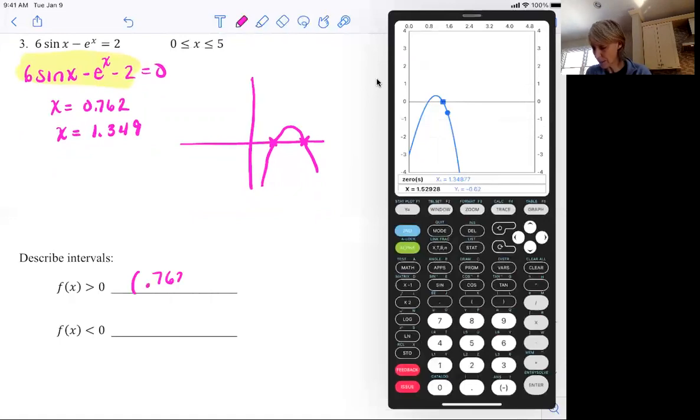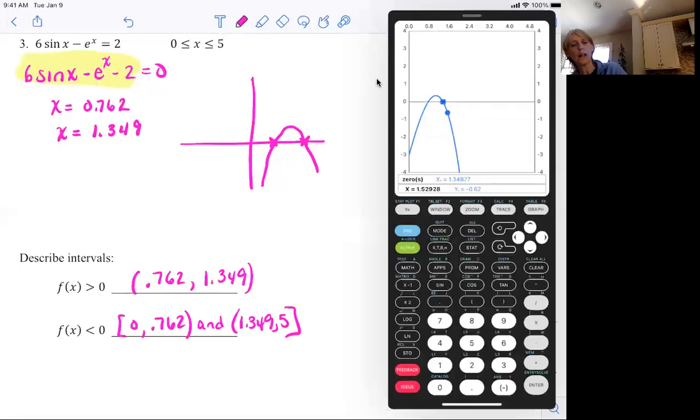From 0.762 to 1.349. And where is our function less than 0? 0 to 0.762 and 1.349 to 5. Again, if you put parentheses instead of brackets, that's really not an issue at this point in time.